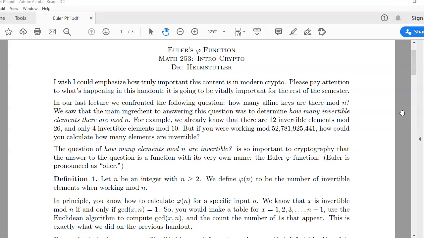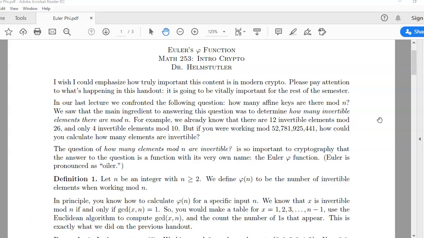So, to motivate this a little bit, let's talk about something we discussed in the last lecture, which is, if you want to work mod n, how many affine keys do you have? And we saw that a main ingredient to answer that question is to know how many invertible elements you have mod n. So if you're working mod n, you would need to know how many elements mod n are actually invertible. Okay, that's one of the ingredients in answering the question of how many affine keys you have.